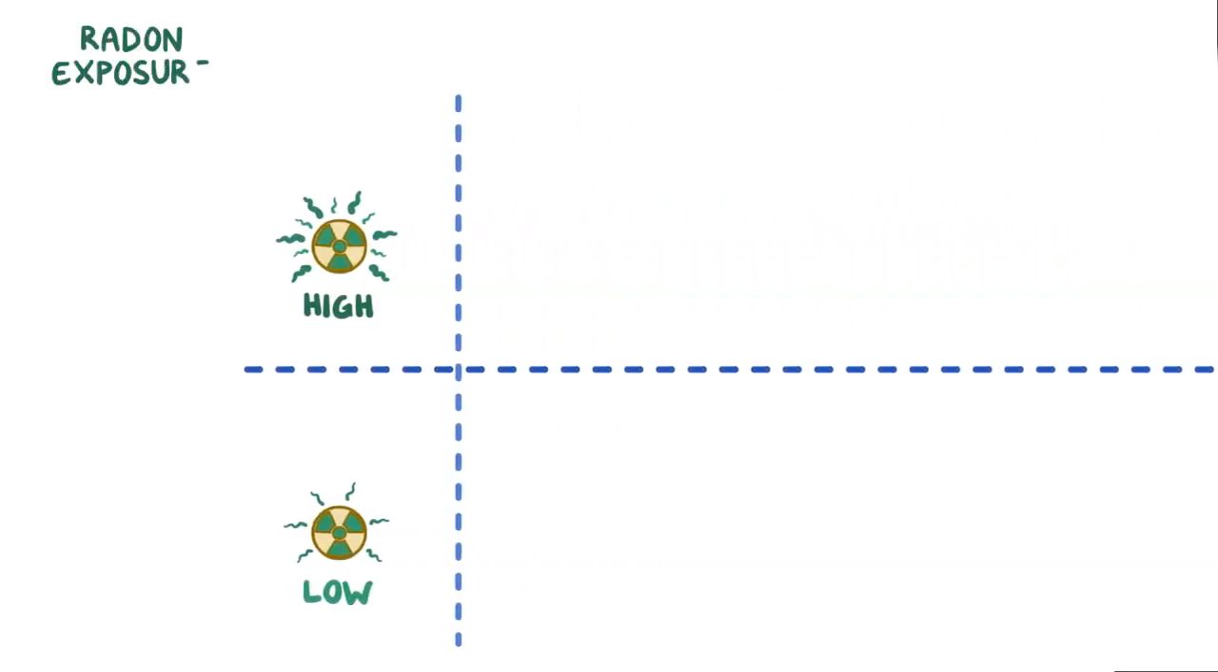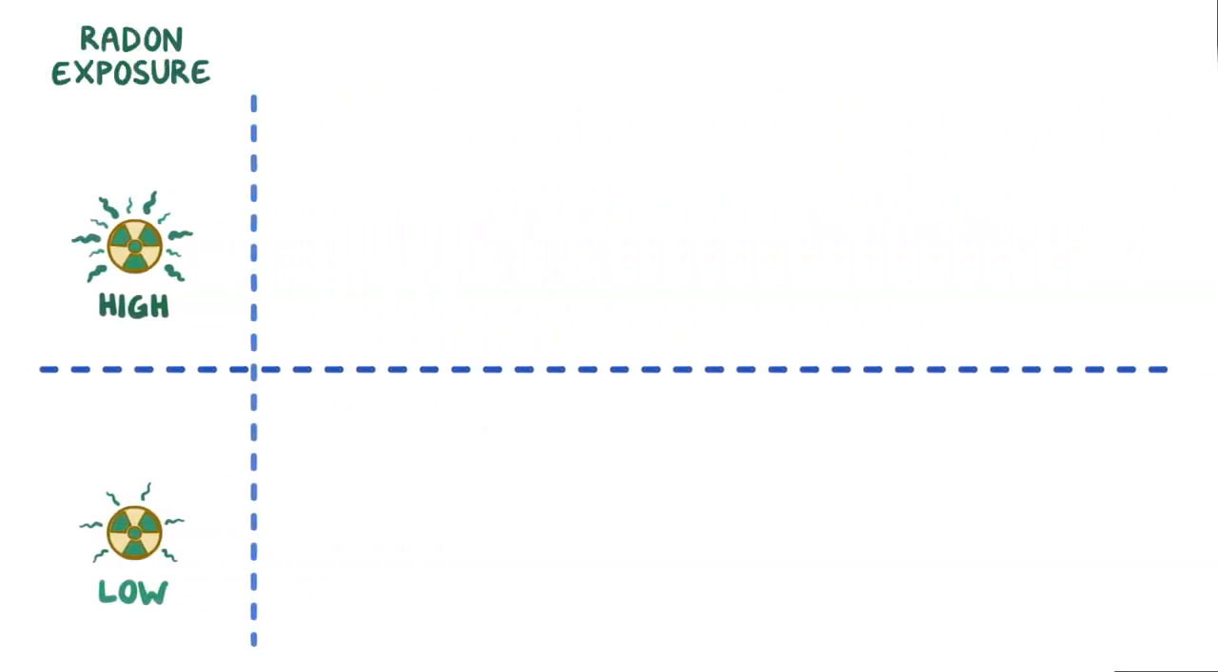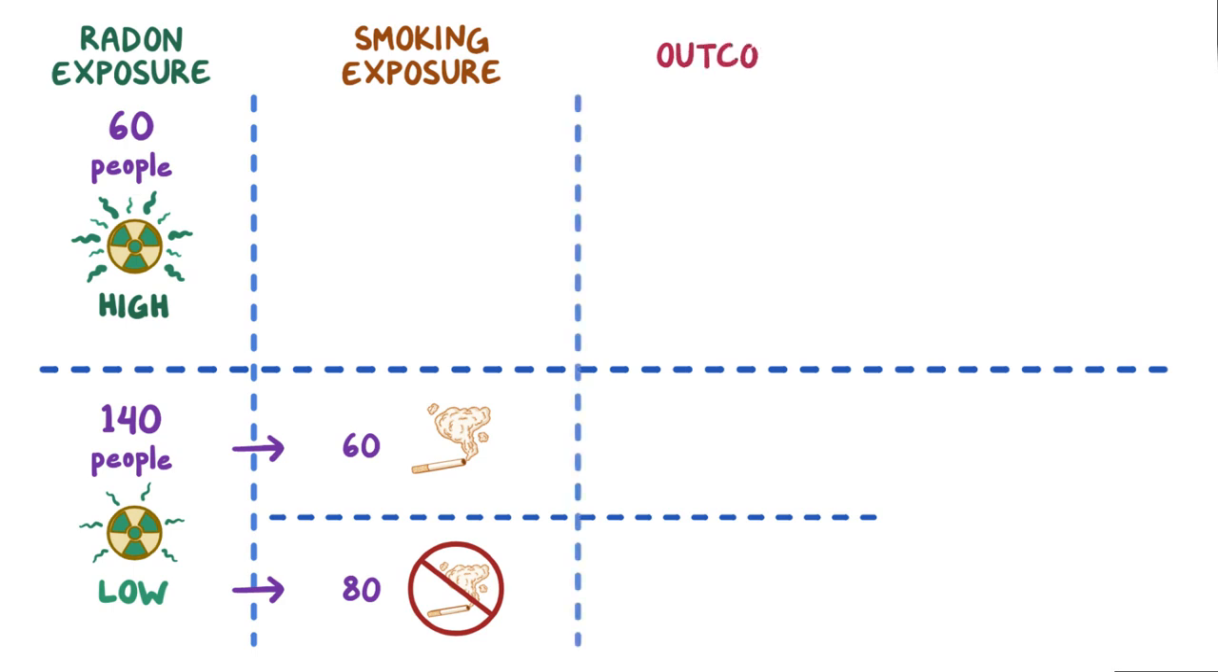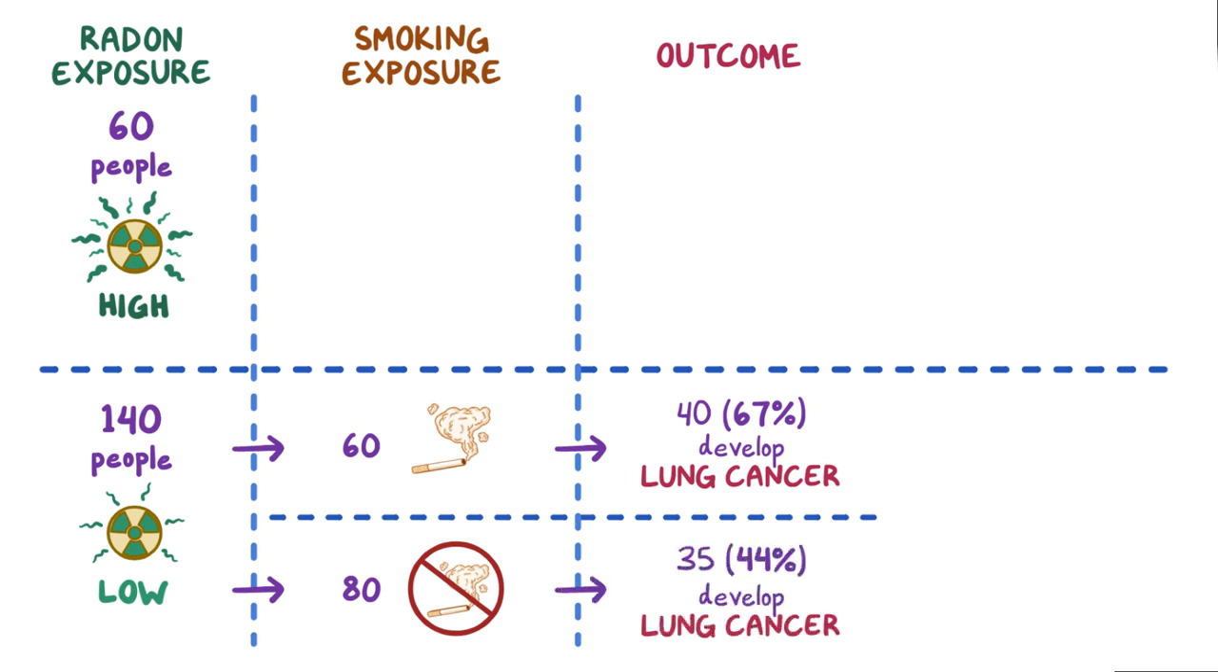After you find the crude effect, you want to see if the risk of lung cancer changes for each level of radon exposure. So let's say that overall, there are 140 people in the study that were exposed to low levels of radon and 60 people in the study that were exposed to high levels of radon. Now, of the 140 people in the low radon group, 60 people smoked and 80 people didn't smoke. Of the 60 smokers, 40 of them, 67%, developed lung cancer. And of the 80 non-smokers, 35 of them, 44%, developed lung cancer as well.